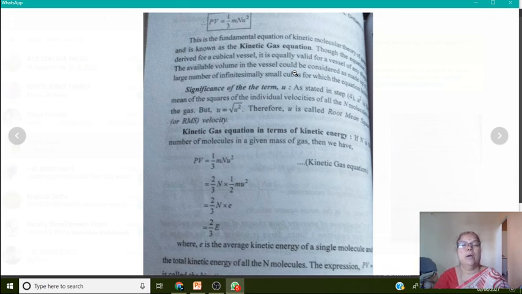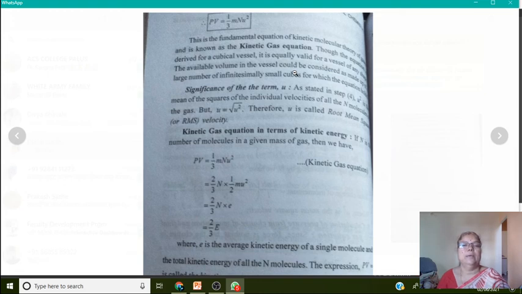Last time we derived the kinetic gas equation, and all of you know PV is equal to 1/3 m n u square. This is the kinetic gas equation. Though it is obtained for a cubical vessel, it holds good for all shapes of containers.